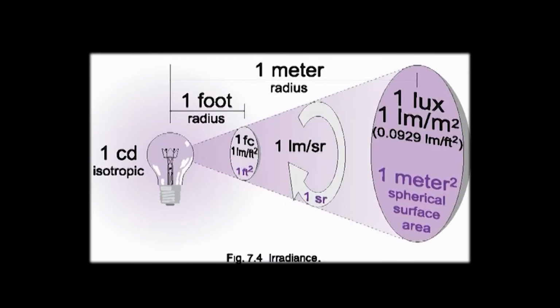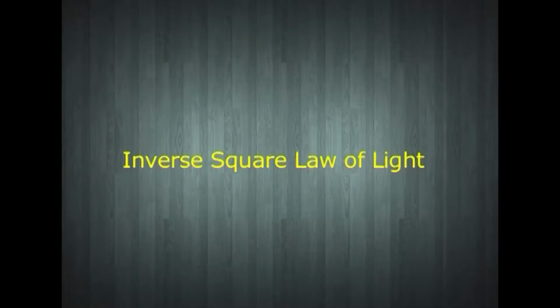Lux, abbreviated as LX. Like foot candle, lux is also a unit that measures the intensity of illumination on a surface. 1 lux is equal to 1 lumen per square meter. Thus, lux is referred to as the meter candle. 1 lux is equal to 0.0929 foot candles.